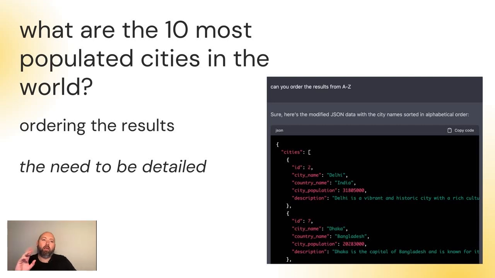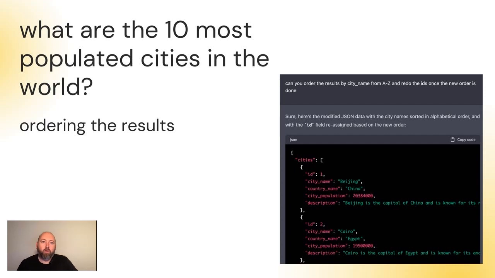The way to resolve this was to be more specific in the prompt. So for example, by saying, can you order the results by city name from A to Z? Now, the first time I did this, it did resort them, but the ID numbers didn't change. And that's not a massive big deal. But again, it made me think, can I now get it to redo something that's already been done? So I just added to the prompt, and then redo the IDs once the new order is done. So then Beijing was number one, Cairo was number two, etc., etc.